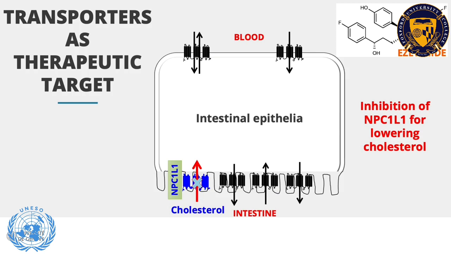Transporters can also be used as therapeutic targets. For example, there is one drug called ezetimibe that inhibits one specific transporter in the gastrointestinal tract called NPC1L1. So this drug, by inhibiting this transporter, reduces the absorption of cholesterol. Then it can be used in combination with statins, for example, for lowering cholesterol in the blood and decreasing cardiovascular risk in patients.